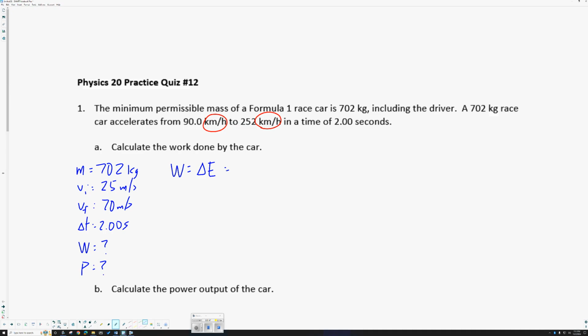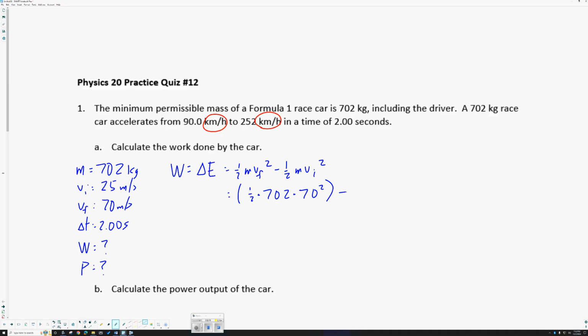Now this car is accelerating from a certain speed to a faster speed. So it's got kinetic energy as both the final energy and the initial energy. We're going to say 1/2 m vf squared, final energy, minus 1/2 m vi squared, the initial energy. Now let's sub some numbers in here. We've got 1/2 times the mass. The mass does not cancel here.